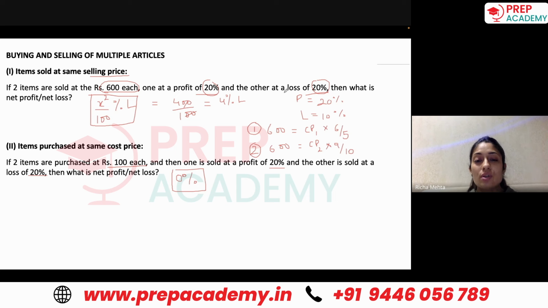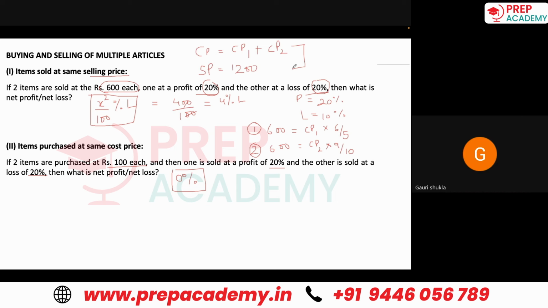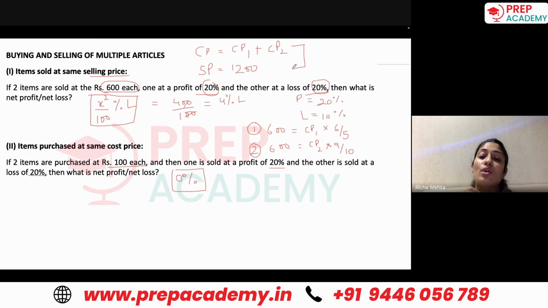So using these two equations, I will find both the cost prices. So using both the cost prices, can I say the total cost price for both the items will be CP1 plus CP2? And total selling price for both the items is clearly 600 plus 600, which is 1200. Now, depending on which is more, selling price or cost price, you can determine profit or loss, and you can also find the percentage. Yes, ma'am. So if the percentages are not same, you might have to follow this longer route.